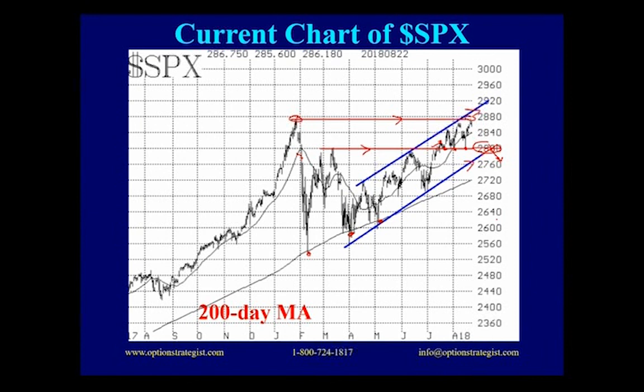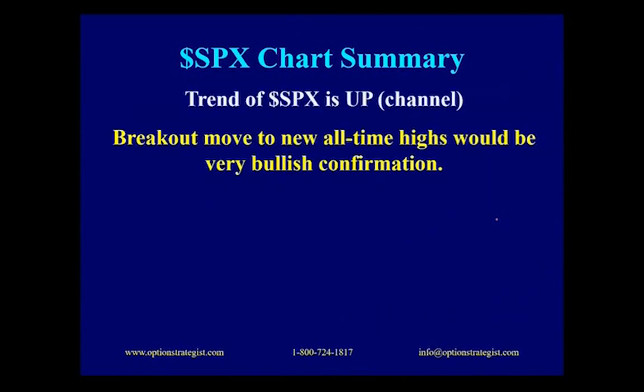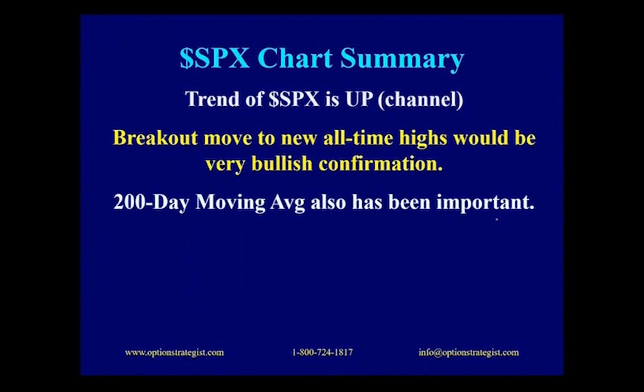So right now, everything looks pretty good on the S&P chart. It's in the uptrend channel. A strong breakout to new highs would be a bullish confirmation. We did not get that yet. Just making a new high by 40 cents is not a confirmation of a new upside breakout. And the 200-day moving average will be, of course, important if it does get tested. But right now, we're considering the S&P chart bullish as long as it stays above 2,800. But a failure at 2,800 would be bearish.